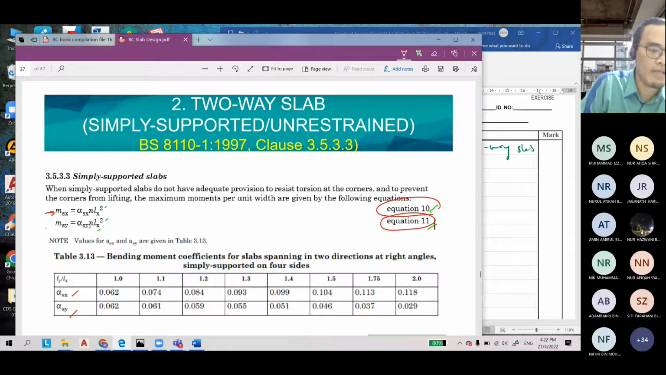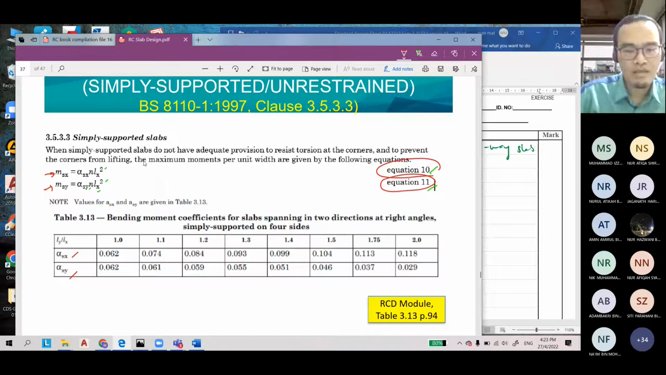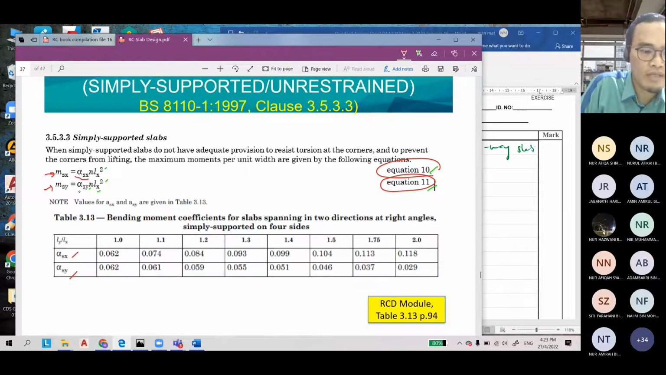This is for the short span and this one for long span. Sorry, then this is the coefficient alpha Sx, alpha Sy. So this is table 3.13. The ratio of Ly over Lx is here. We got 1.47, so we select from 1.5. Just select the nearest.